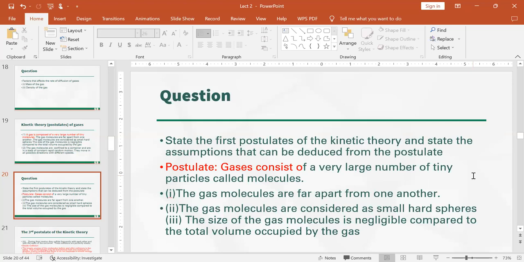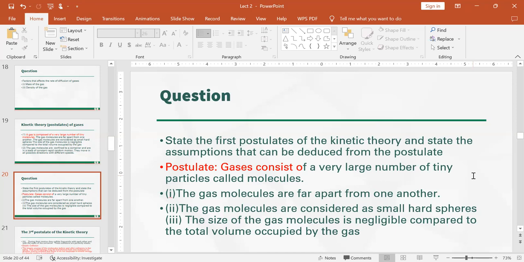So now, can you state the first postulate of the kinetic theory and the assumptions? The first law is that gas consists of tiny particles called molecules. The assumptions: the molecules are far apart from each other, and the volume occupied by the gas molecules is very small when compared to the volume of the container. Two things we can get from that first postulate. The next postulate is that gas consists of a very large number of tiny particles called molecules. The gas molecules are far apart from each other, and the size of the gas molecule is negligible compared to the volume.